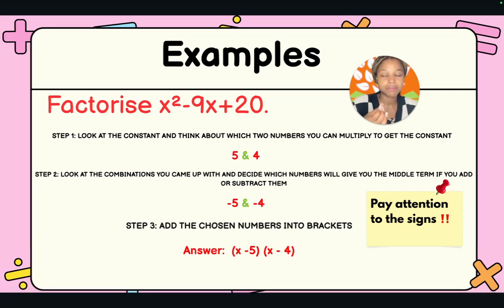I hope this makes sense, because the reason we had to change the signs there, we had to make them minus 5 and minus 4, is because minus 5 minus 4 is minus 9. We need to have two numbers that simultaneously give us 20 if we multiply them, and also give us minus 9, which is the middle term, if we add or subtract them.